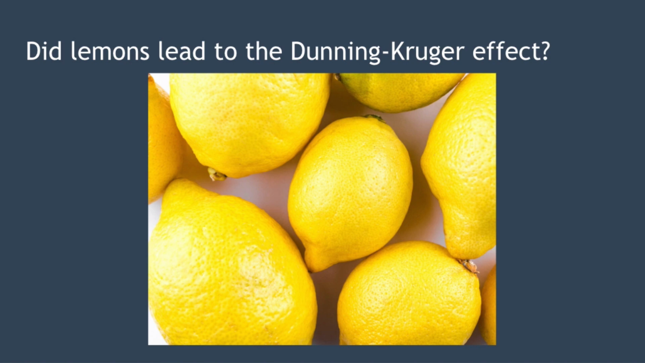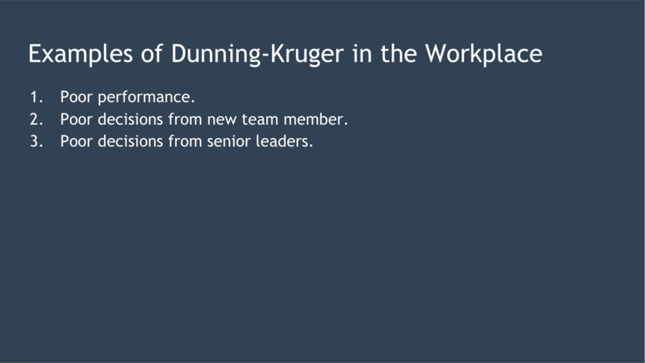Upon discovering this incident, the researchers Dunning-Kruger and David Dunning ran a series of experiments to examine the link between perceived ability and actual ability, and that is how the Dunning-Kruger effect came about. So let's take a look at some examples of Dunning-Kruger in the workplace.